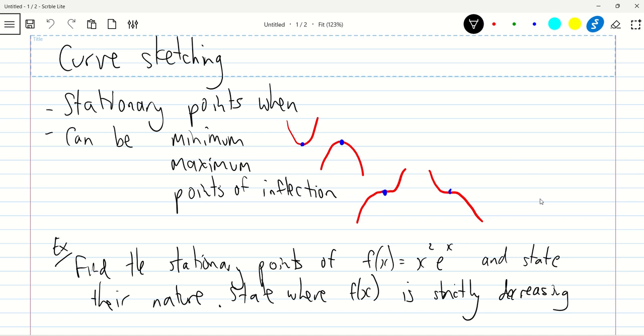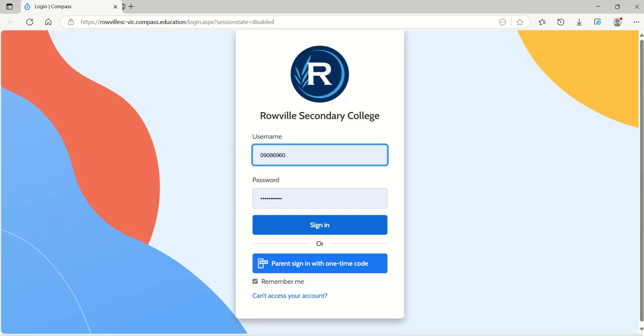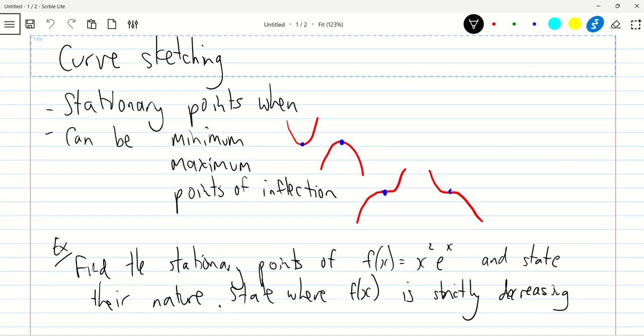Today we're going to have a look at curve sketching. So we're going to be looking at what sort of tools we have available to find different parts of curves. And so we're going to be looking at minimums and maximums and points of inflection. So let's just begin, shall we?